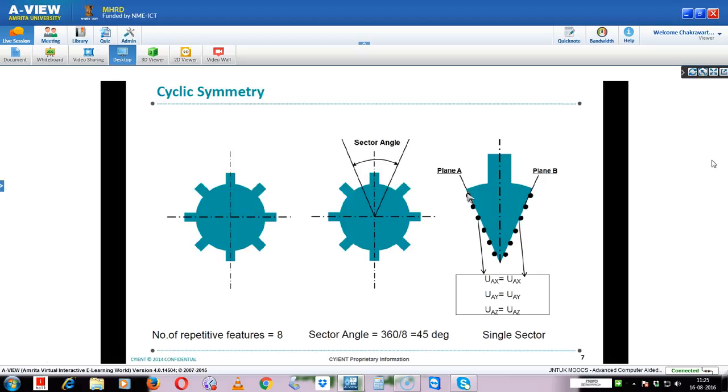So there are two cut planes in this model, plane A and plane B. The displacement set on plane A will be equal to the displacement set on plane B. That was represented here. There was a typo here; instead of A, it should be B. So UAX, the displacement along the x direction at plane A, equals the displacement along the x direction at plane B. Similarly at y and at z. So this is the important condition for establishing cyclic symmetry.